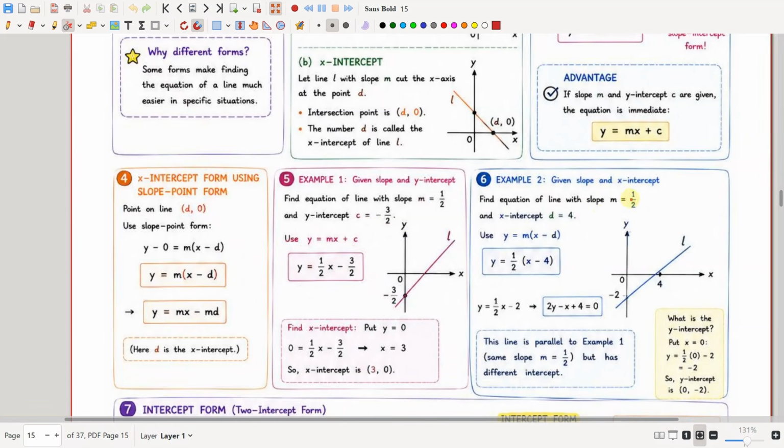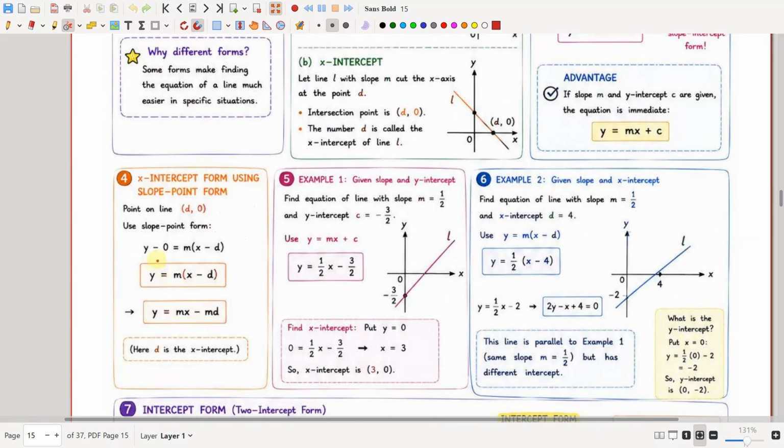Okay, and see another example here. I'm given m is equal to 1 by 2 and x-intercept as d is equal to 4. Again, I'm using this same formula, but for x-intercept. If y-intercept is given, I'm using y is equal to mx plus c. If x-intercept is given, I'm going to use a different formula. So when x-intercept is given, I will not have any y value, so only the x value will be available, and the y value will be 0.